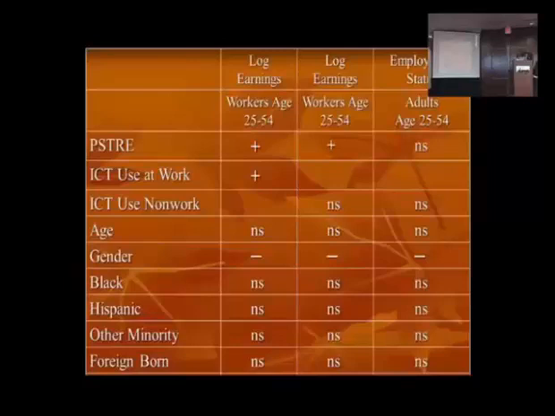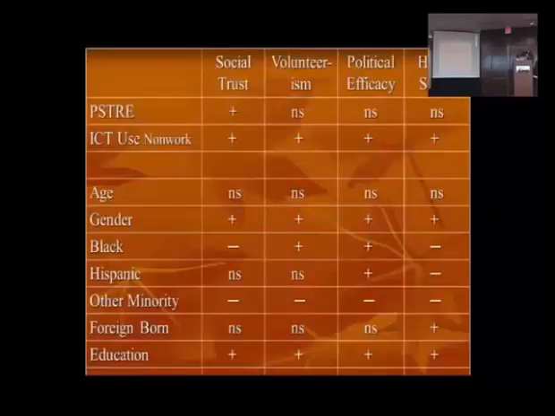Let me show you the social outcomes. These are ones that have been used in OECD's international and the U.S. national reports: measures of social trust, volunteerism, political efficacy, and health status. These are all from the background questionnaire. The big message here is PSTRE is a predictor of social trust, but not the other social outcomes. ICT use outside of work is a positive predictor of all of these outcomes in a multivariate modeling context with education and many other things controlled.